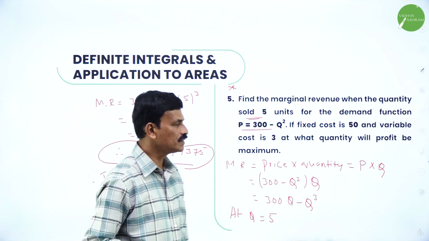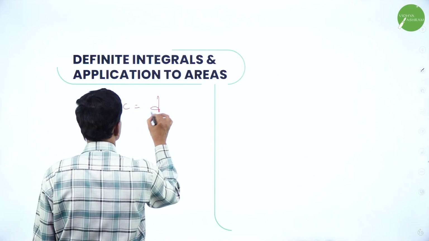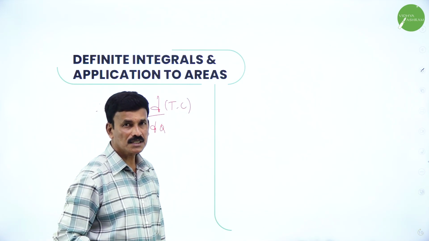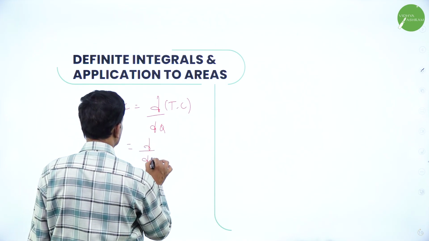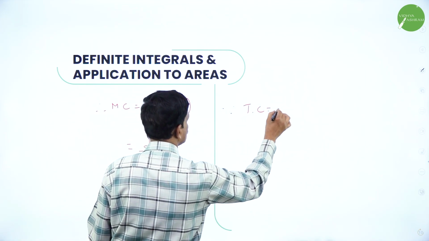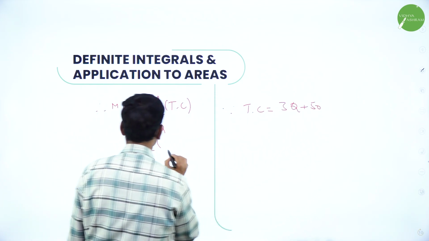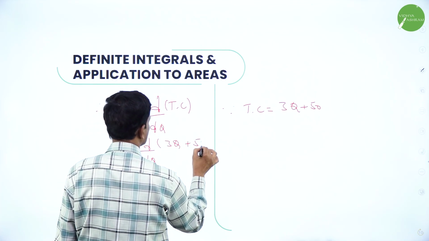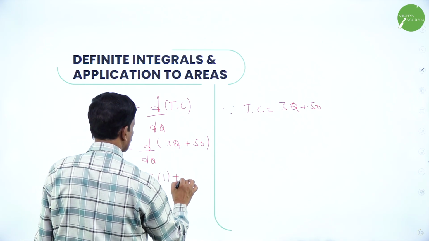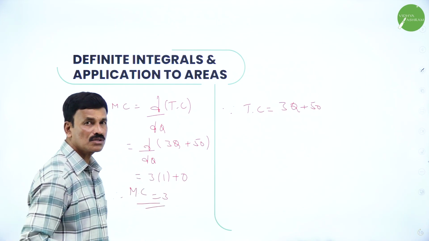So next, what is to find? Now, therefore, MC is equal to d by dQ of TC. That's equal to d by dQ of 3Q plus 50. Differentiate this: 3 into differentiation of Q is 1, plus 50 constant is 0. This is equal to 3. So therefore, MC is equal to 3, right?